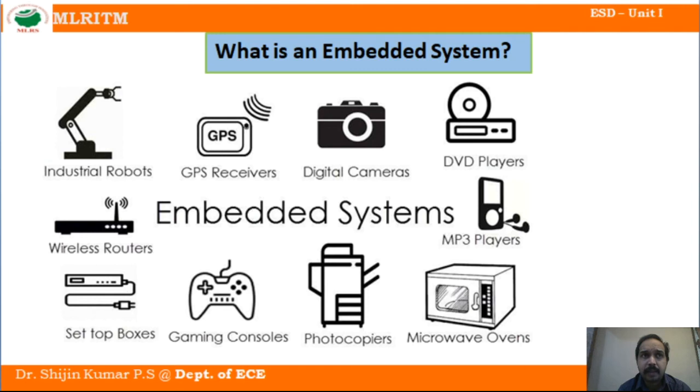So if you look into these examples, these are for some specific applications. Industrial robots are only for industry. If you are purchasing a GPS receiver, we cannot use it for any other application. Simply a GPS receiver is there in your hand, you cannot use it for taking a photo. A digital camera cannot be used for any other purpose like listening to music. If you want to hear music, you have to purchase an MP3 player.